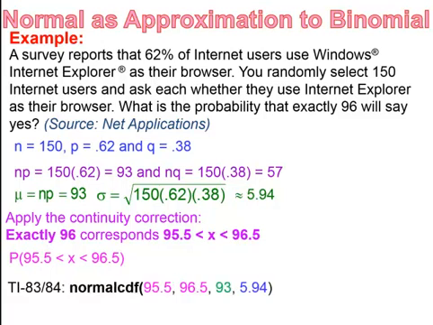And now we can use our calculators. Because it's between, we'll put the lower number into the lower, the upper number into the upper, use your mean and then the standard deviation, and you'll find your probability. So the probability in this case would be 0.0591. So the probability of exactly 96 that will say yes is about 6%.